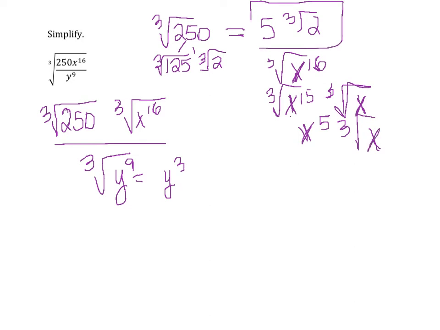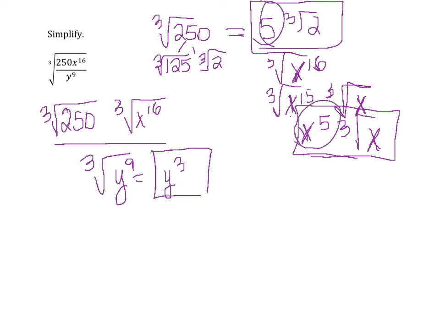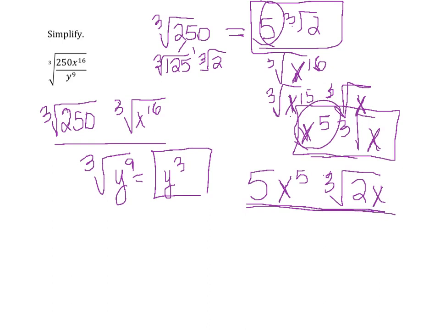And so when I bring these three pieces together, those two in the numerator and this one in the denominator, that 5 and that x to the 5th are going to get multiplied: 5x to the 5th power. And the cube root of 2 and the cube root of x will stay under that cube root together as 2x. And really the whole thing is being divided by y to the 3rd power.